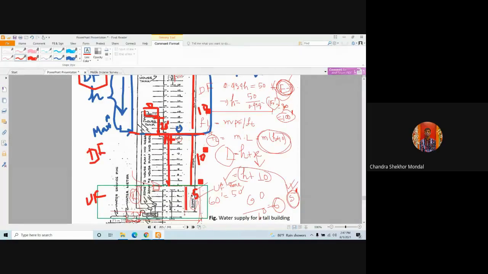Okay. So to answer your question, yes, that's possible to some extent, but may not be possible to apply always, because you cannot reduce the pipe diameter to an indefinite limit.